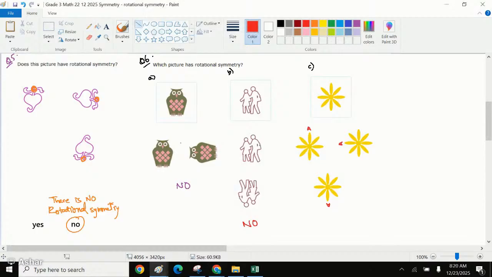Let's see if it's symmetrical, right? So we can always say that it has to be a symmetrical shape in order to have a symmetry. This is not symmetrical, right? Even though the owl was symmetrical in this picture, since it has a head and tail at the bottom, the head cannot go downwards. So yes, it has only shape C. Shape A and B would not have rotational symmetry.